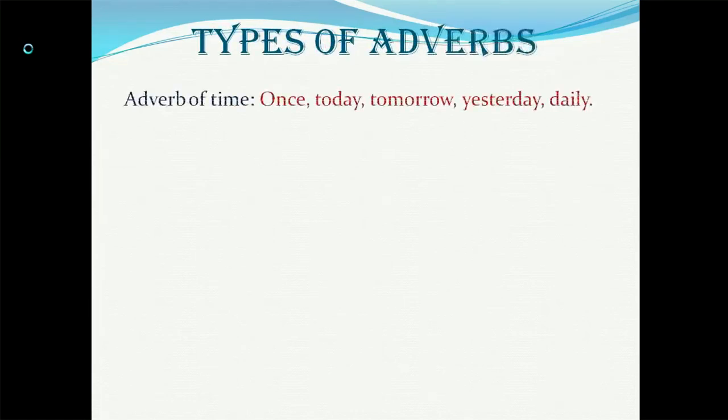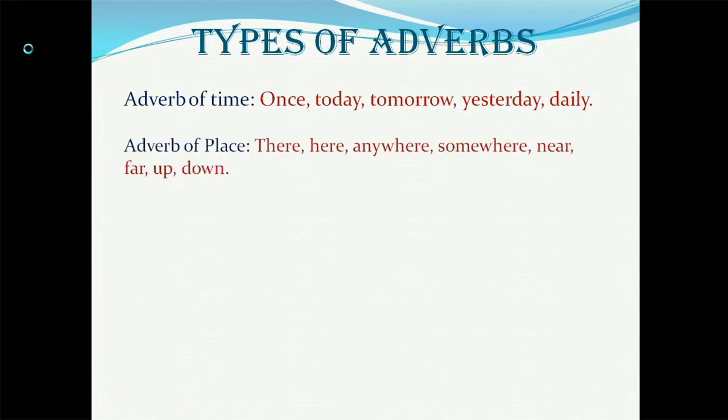Adverb of time. Once, today, tomorrow, yesterday, daily. We can say the crow sits on this tree daily. That means every day it sits there. What does it do? Sit. So how or when it sits? Every day. So you are describing the verb sit. Okay, that is why it is called adverb of time.